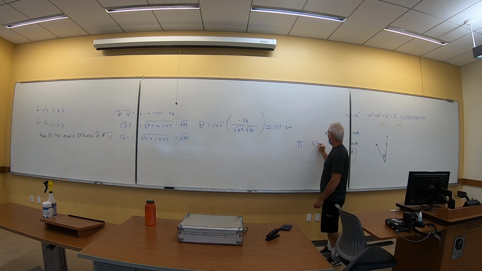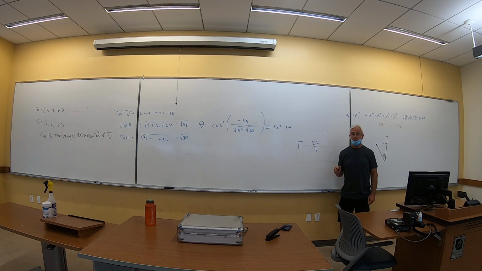22 sevenths. By the way, if you grab an older algebra book, they'll still say use this because the students literally had no calculators. This is correct. Because 22 sevenths is pretty close. You know, the first couple decimal places agree.